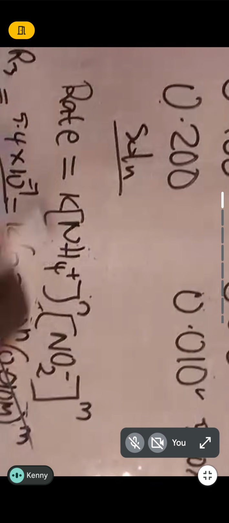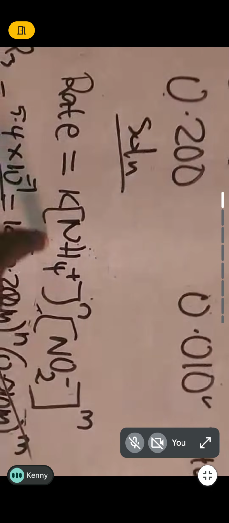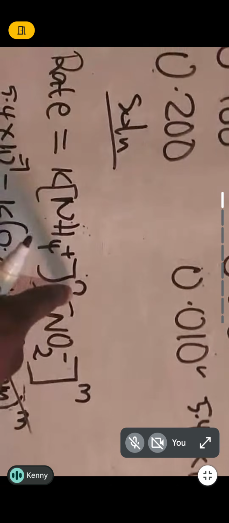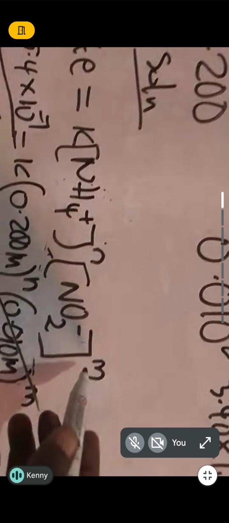Then now, what is the rate law? In this case, the rate law will be rate is equal to K times the concentration of NH4 to the power n times the concentration of NO2 to the power m. Since n is equal to 1 and m is equal to 1, you substitute there. So the rate law is rate equals K times the concentration of NH4 times the concentration of NO2 minus.